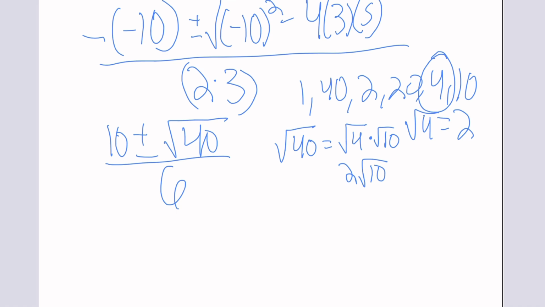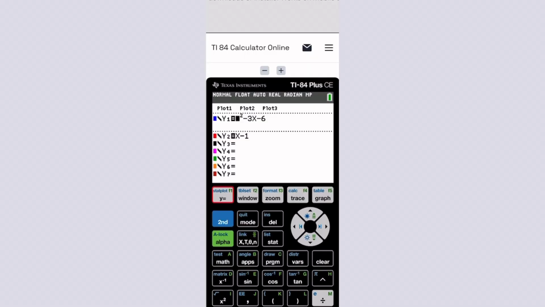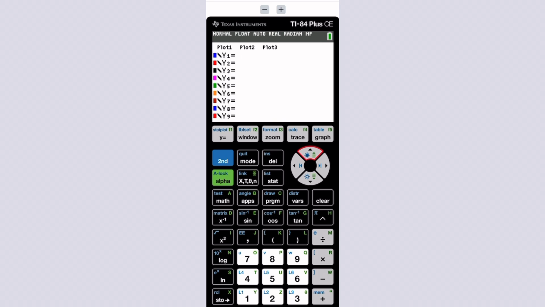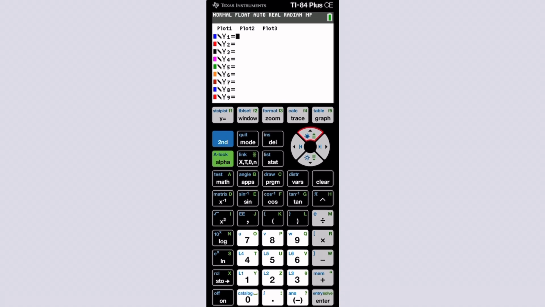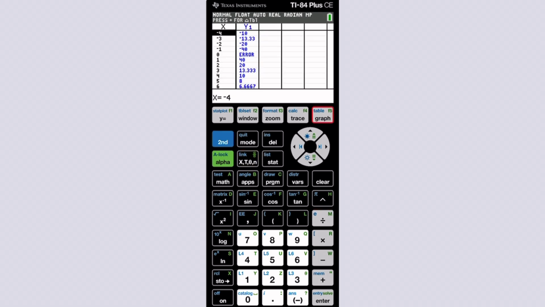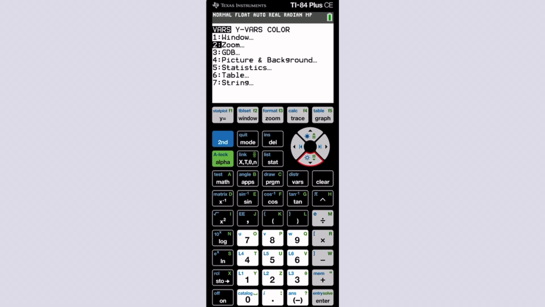On the calculator, you can go to y equals 2 and make sure everything is clear. And you can put whatever value you have, which in this case was 40. So you can put 40 divided by x, go to the table, and these are your factors.